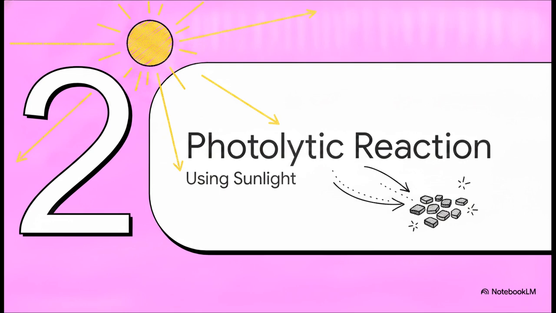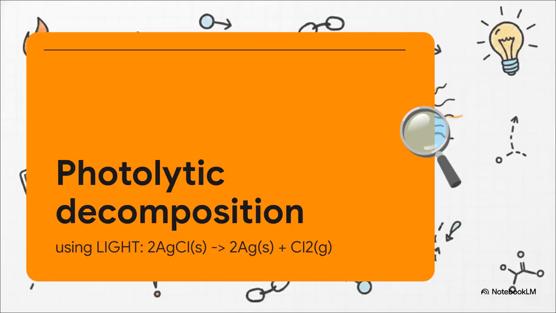We've seen electricity in action, but what about the energy shining down on us every single day? That brings us to our next powerful energy trigger, sunlight. This is photolytic decomposition, which is just using light to force a reaction. So, we start with solid silver chloride, which is AgCl. When we expose this compound to plain old sunlight, the light energy forces the silver chloride to separate. The bond breaks, leaving us with solid silver, the Ag, and releasing chlorine gas, the Cl2, right into the air.